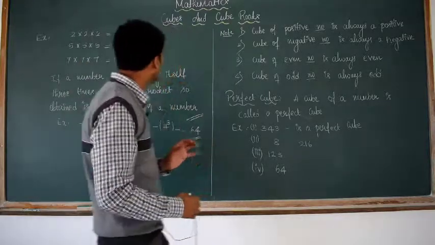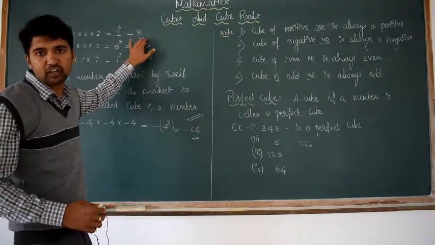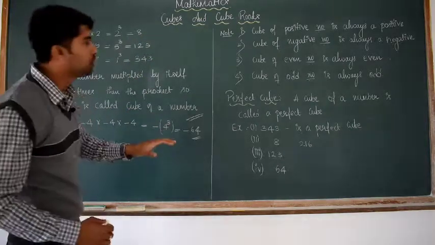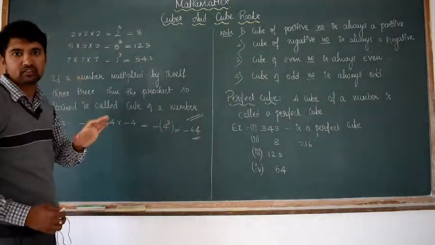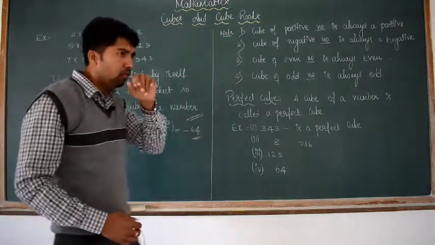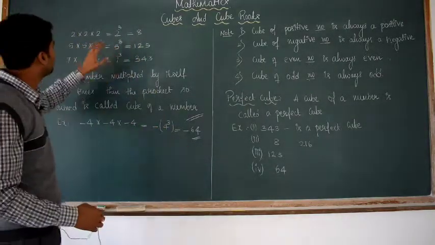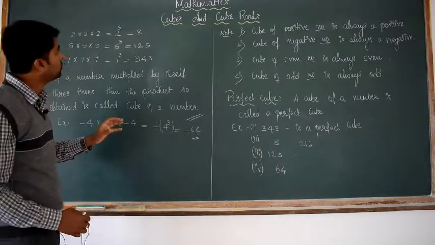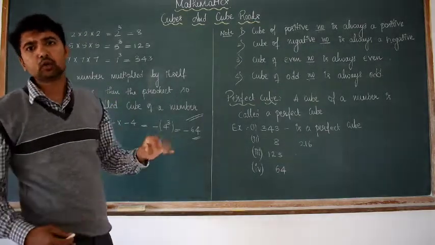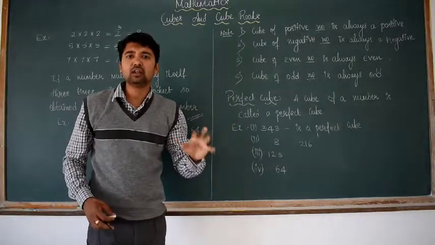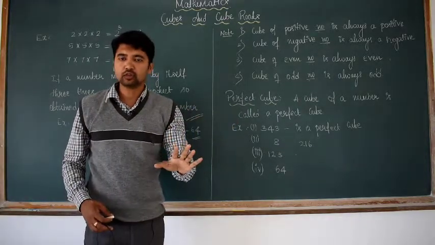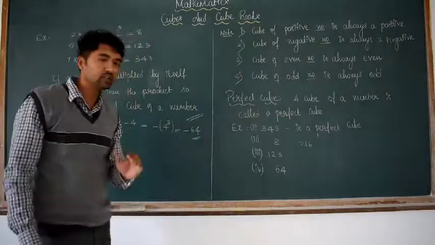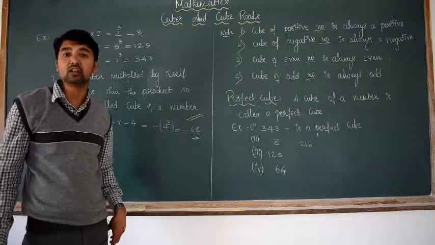That means 8 is a perfect cube, isn't it? That can be expressed in terms of factors in triplets. 2 into 2 into 2, 3 times we have done, isn't it? Also, you may get many different factors, but it should be in triplet form. Understood? Then we can say that the given number is a perfect cube. So let us go with some examples to understand it very clearly.